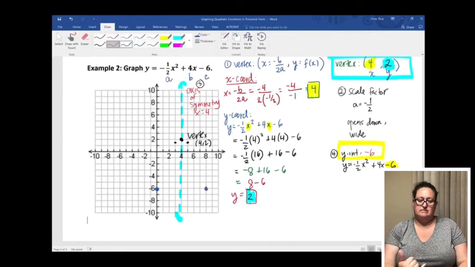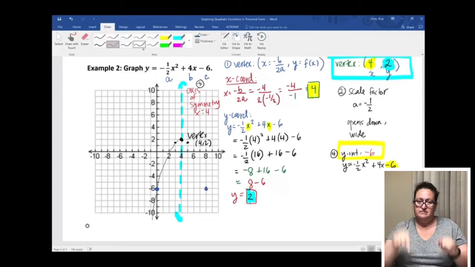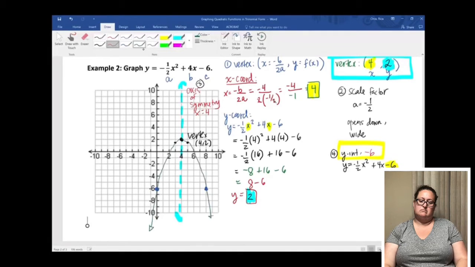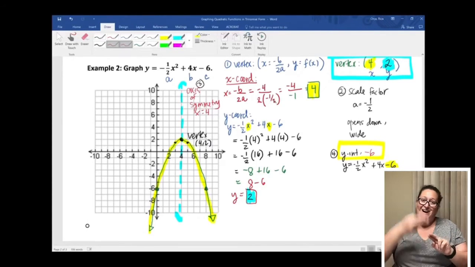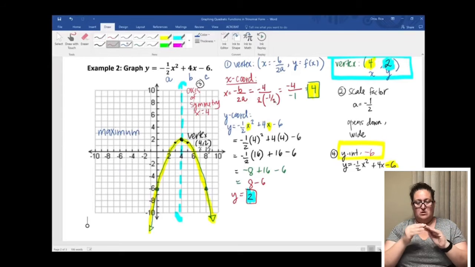And now that we have all 5 points, let's draw our parabola. Highlight it. Our vertex is the highest point, so we know that we have a maximum. And our maximum y value is at 2. And the domain? Well, it's all real numbers.